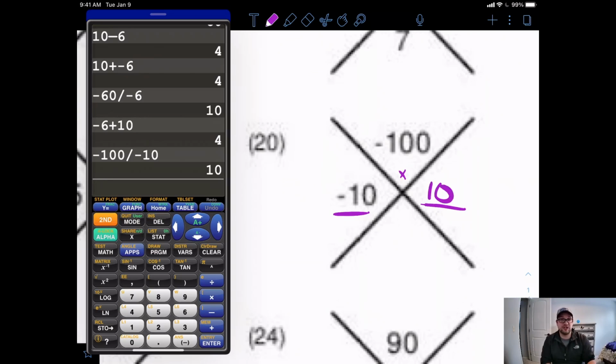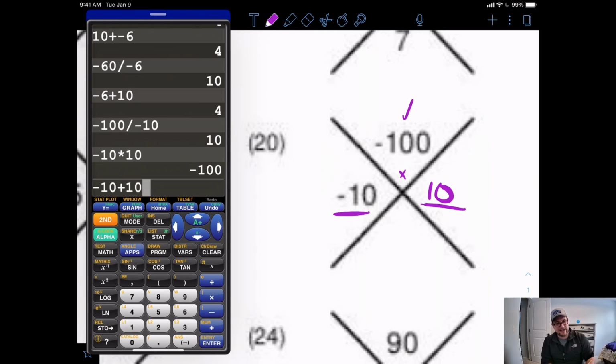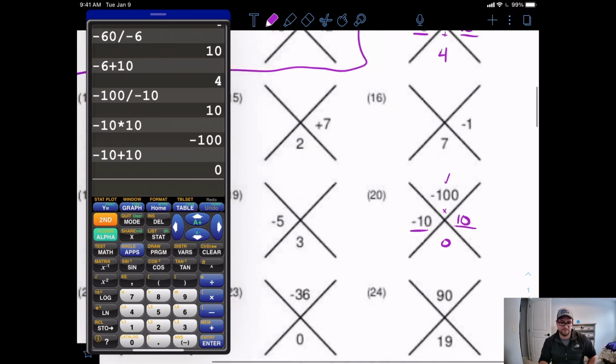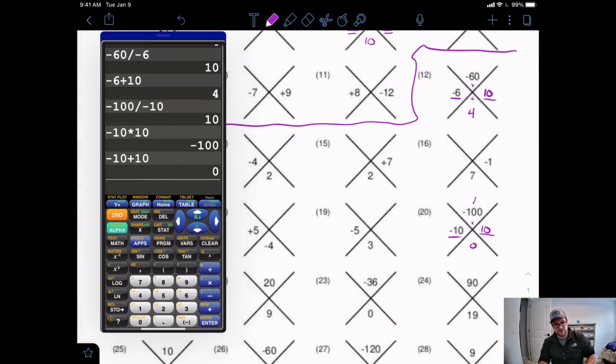Now, you can always check your work here, guys. If you take -10 times +10, you should see that you get -100, just like we thought we would. So it works. Now for the bottom, if I take negative 10 and I add 10, I get 0. So that's going to be my number down here. All right, so those are fun problems.